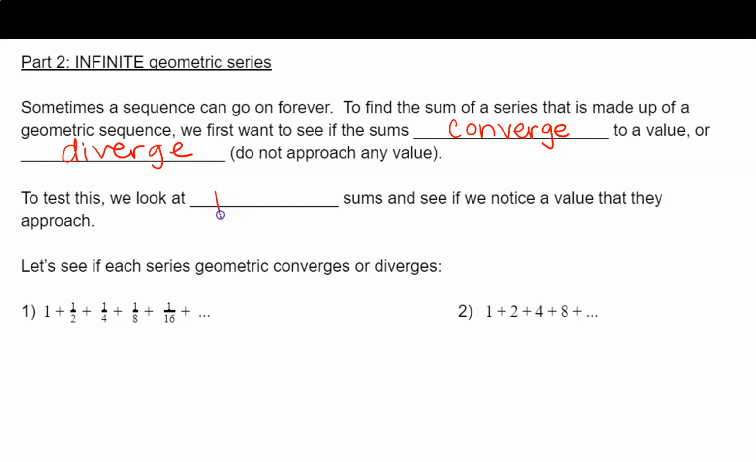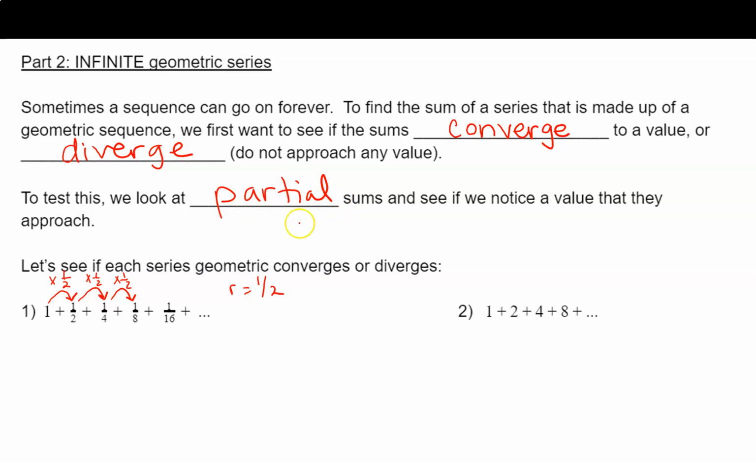To do this, we're going to look at partial sums, and we're going to see if we notice a value that they approach. So I have two examples here. We're going to find the sum of each of them. The sum of this first one, let's confirm it's geometric. So we're going to look and see what the common ratio is. 1 times a half is a half. A half times a half is a fourth. A fourth times a half is an eighth. So our r is 1/2, and so we want to see if this converges.